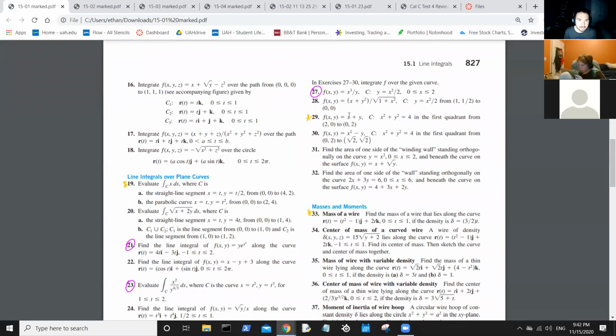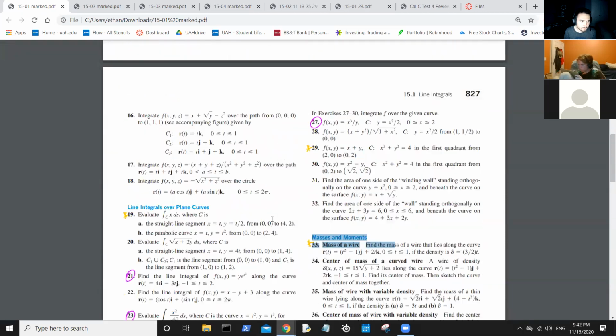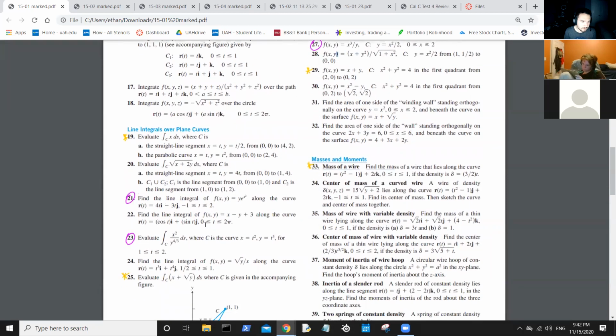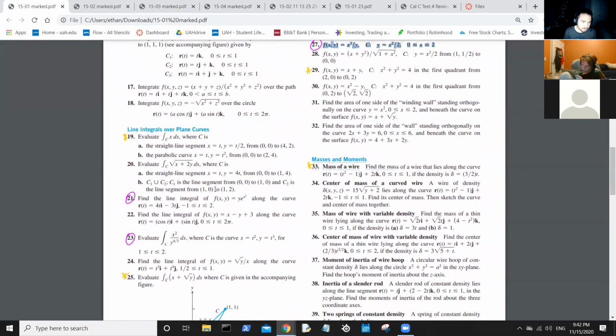Let's see. The next ones we have are integrating over curves, plane curves, and masses and movements, but masses and movements are not showing up. So it looks like it's this or this. We can probably just do this one because it's the only one he circled, and then we can decide if we want to do one of these or move on. So we can look at 27 then. That's what we'll hit up next.